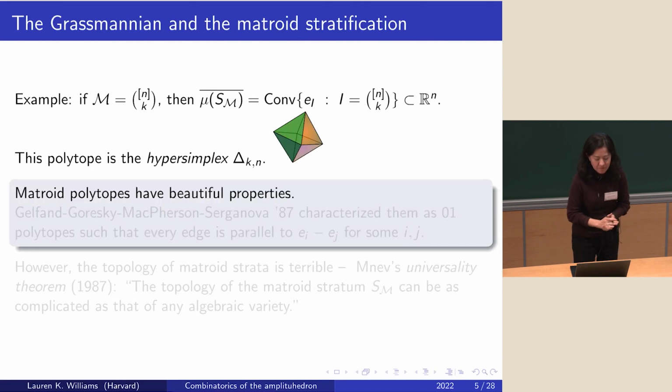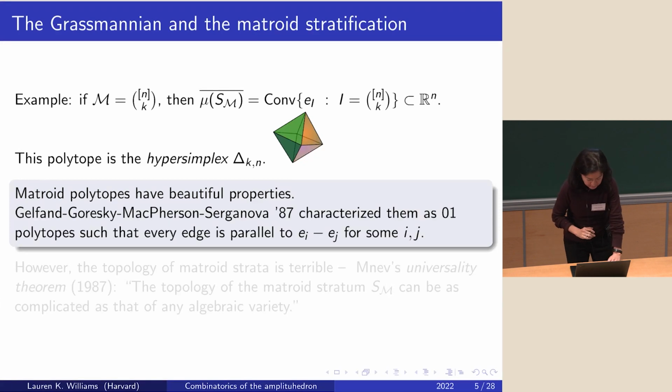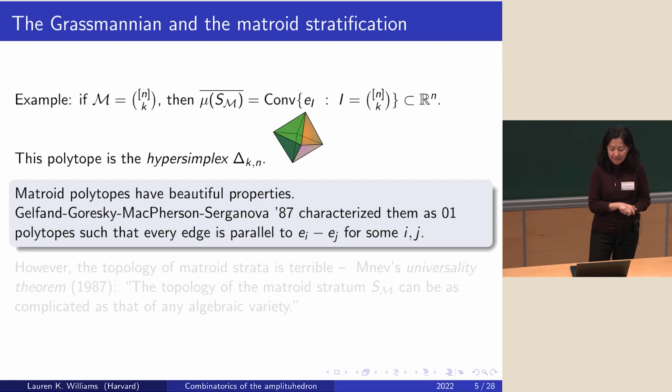So there are many beautiful properties of matroid polytopes. For example, there's this beautiful characterization that a matroid polytope is precisely a 0-1 polytope such that every edge is parallel to e_I minus e_J for some I not equal to J.